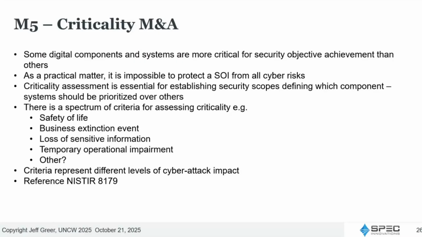As a practical matter, you can't protect your system of interest from all cyber risk. So out of criticality assessment, you establish your security scopes for defining which components or systems should be prioritized over others, right? And this is when you get into your risk register and you assess your risk high to low, depending on how they get scored out. We'll talk about this in a minute, but you start with security scope number 1 first. There's a spectrum of criteria for assessing criticality. It varies by organization. Safety of life is 1.